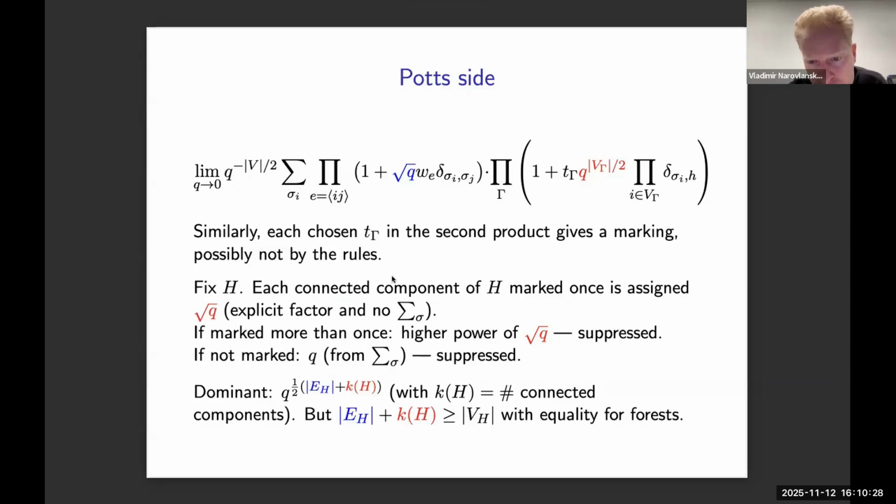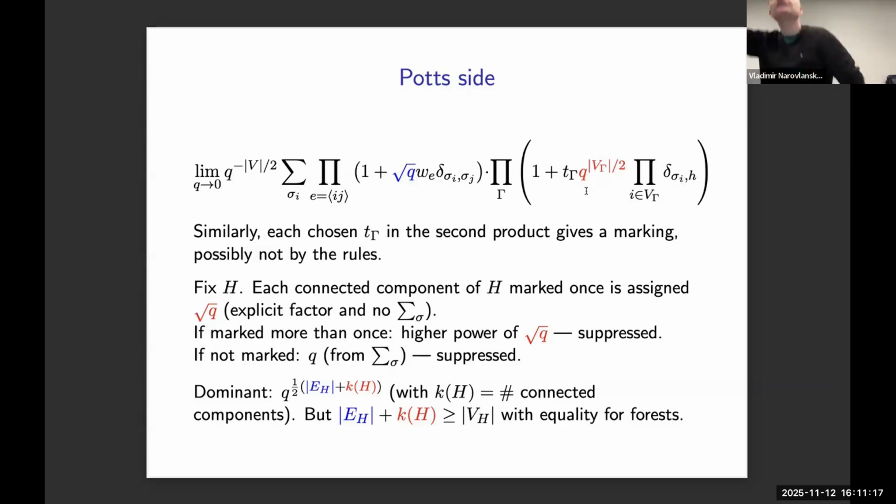Why? Because notice that in every connected component of H, if we use only one marking, because of this factor here, there is going to be a q to the v over 2. So if you have only one v at your connected component, you're going to get a factor of square root of q. And because of this delta, it will tell you that not only are all the spins the same in the connected component, they're actually the same as the magnetic field H. So there is no sum over spins, they're fixed. So you'll just get a factor of square root of q. Now, if you had 2 markings or more, you'll still have no sum over spins, but you'll have a higher power of the square root of q because of this. So that will be suppressed when q goes to 0.